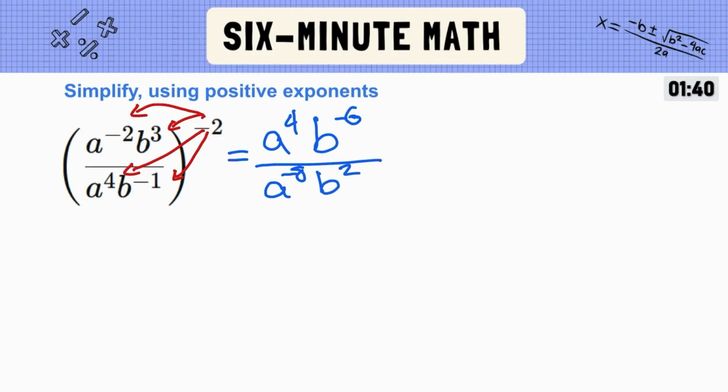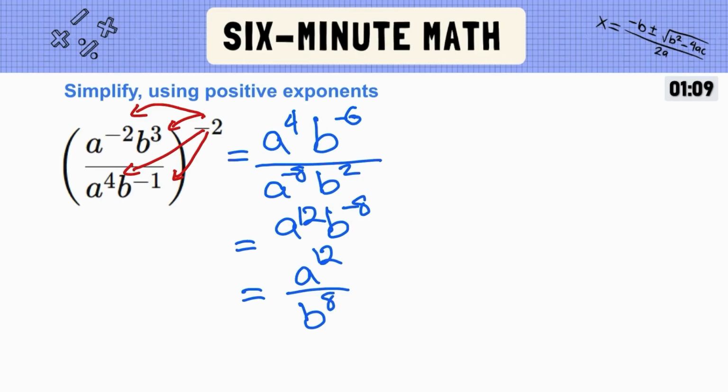At this point, I'm using my quotient law, so I'm dividing my powers with the same base. Let's start with the a's. 4 minus negative 8 is 12. And for b, negative 6 minus 2 is negative 8. So my last step is to get rid of that negative exponent by taking the reciprocal and putting it on the bottom. A to the 12 divided by b to the 8.